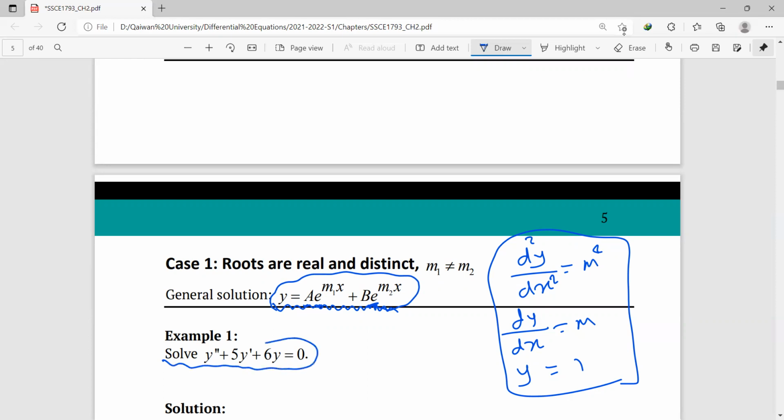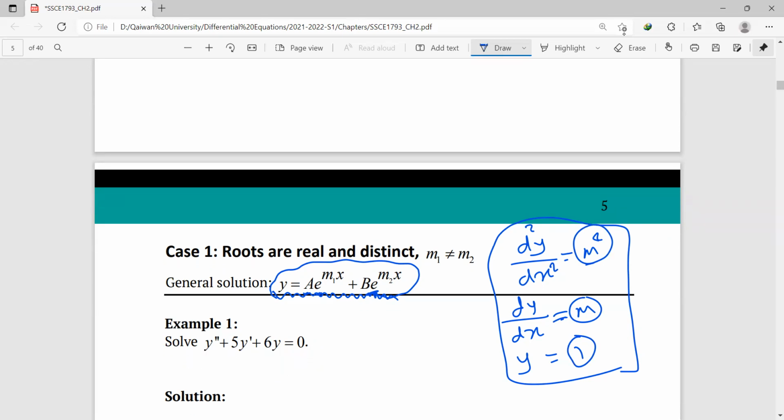Look, here we have given this differential equation. What we do first, we write down the characteristic equation. What's the characteristic equation? We replace d squared y by dx squared by m squared, and we also replace dy by dx by m, and we replace y by 1. If we replace these three things here, we get the characteristic equation. The equation that we get is called the characteristic equation.